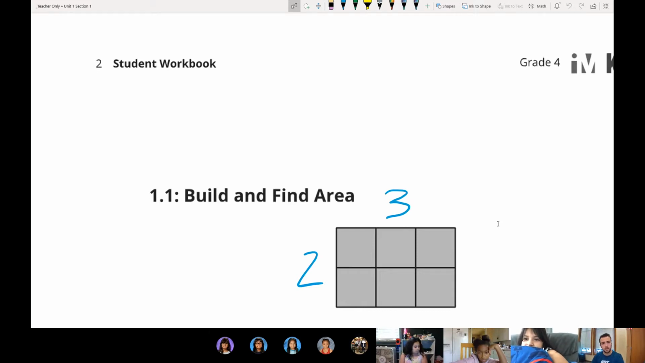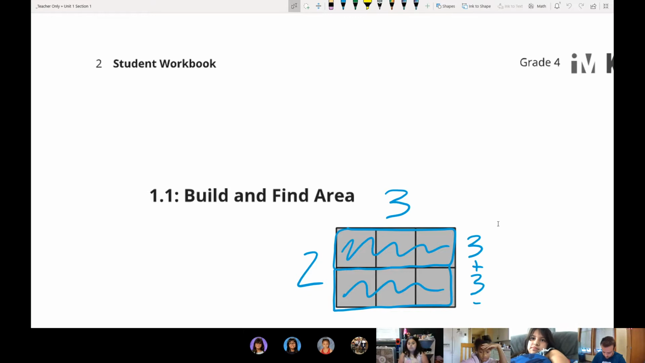What's the area? The area is 6. And how did you get the area? Because since I know 2, you're just going to add 3. So whenever there's a 2, you're just going to think about addition. So 3 plus 3 equals 6. Okay, so you can break it up like this and have 2 groups of 3. You have 1 there, 1 there. So 3 plus 3 equals 6. Is that what you're thinking?